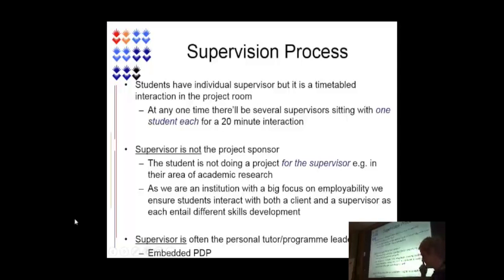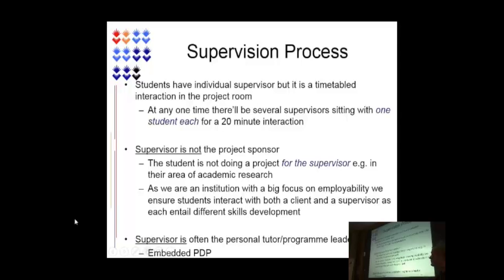Now, in many universities and many models that are used in computing projects and projects of many different subjects, the supervisor is the client. They're typically getting the student to do some work in their area of research. This isn't how it works for us. We are an institution that has a very big focus on employability, and we feel it's important to separate out the role of a client, who is the person who comes to the student with a genuine problem that needs solving, and then the supervisor who plays an entirely different role in helping the student through their project experience.